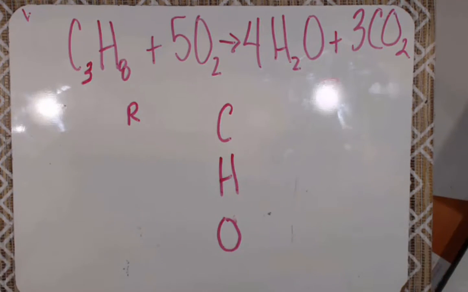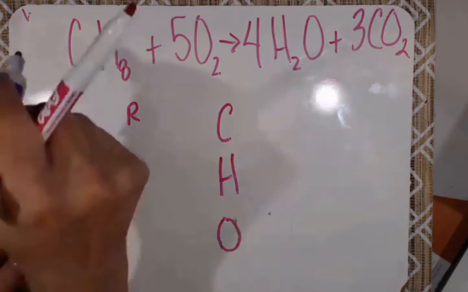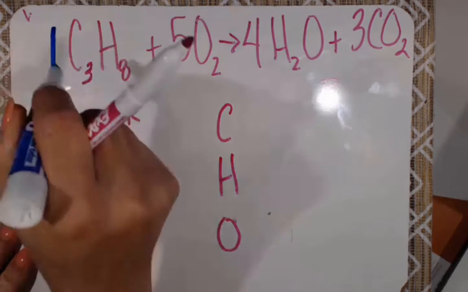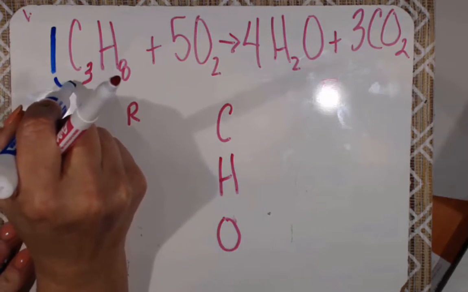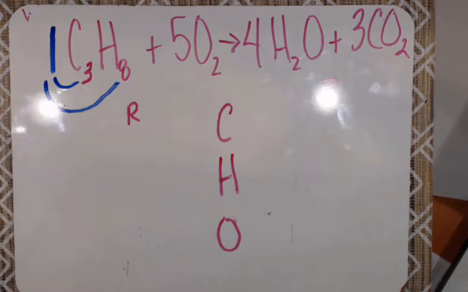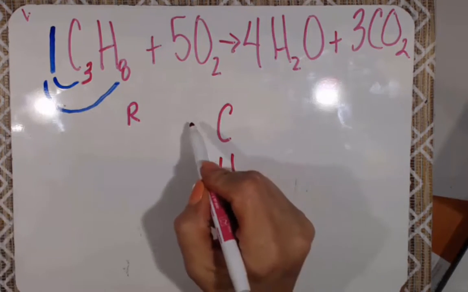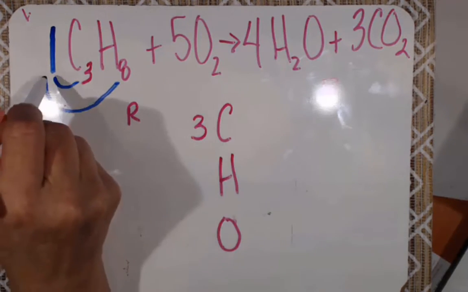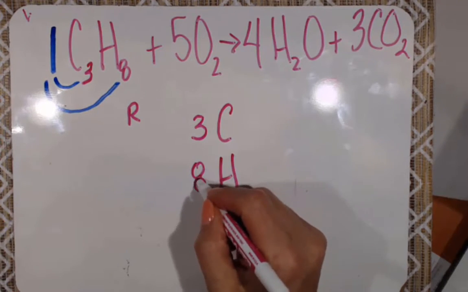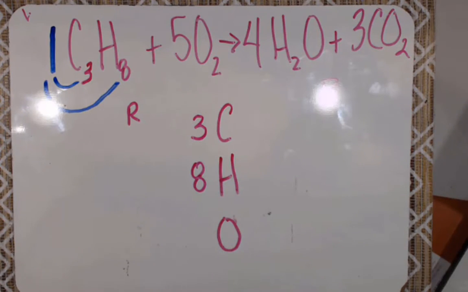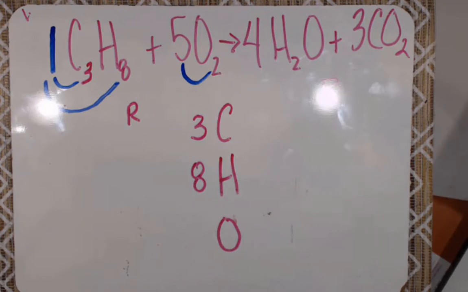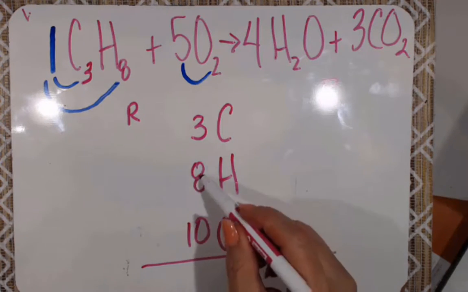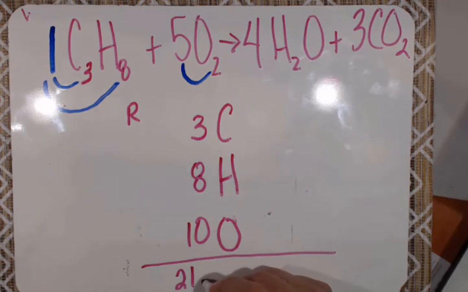Okay, we have an understood coefficient of 1 in front of our C3H8. We're going to take that understood 1 and distribute it to those subscripts. So we have 3 C's, 1 times 3. We have 8 H's, 1 times 8. And with our oxygen, we're going to take that coefficient, the big number of 5, and multiply it by 2. So we have 10 oxygens. I'm going to total up this side, so that's 18 and 21. I have 21 atoms.